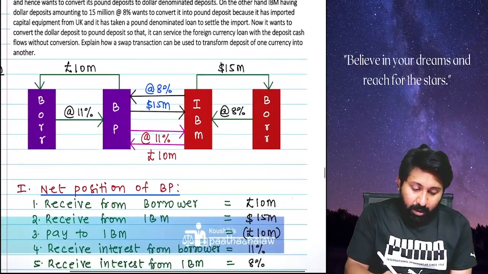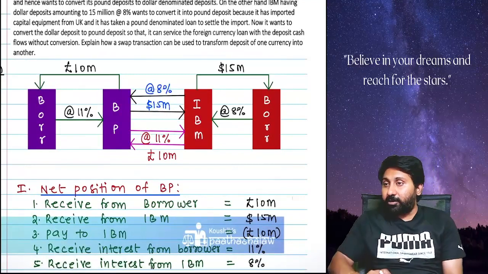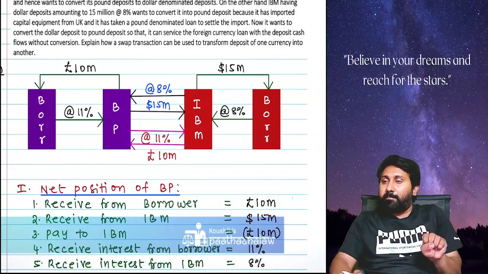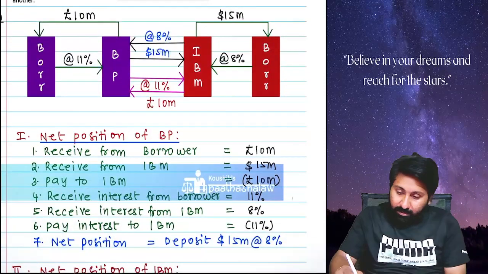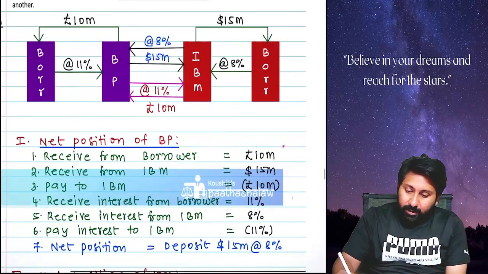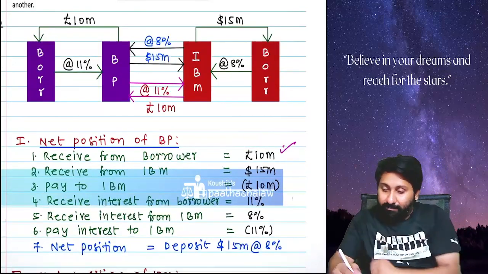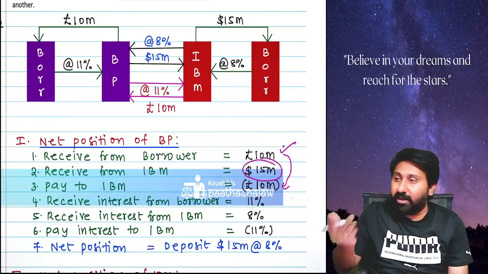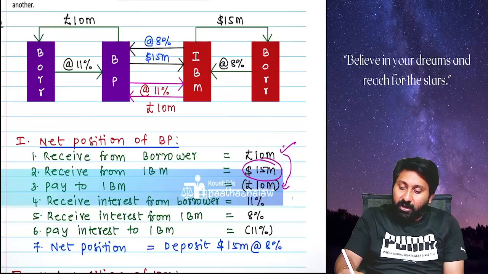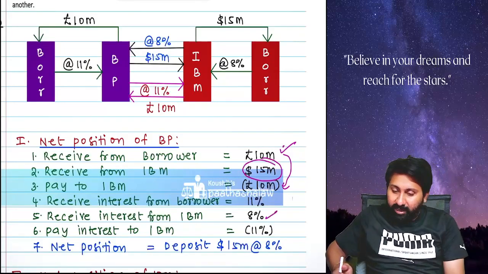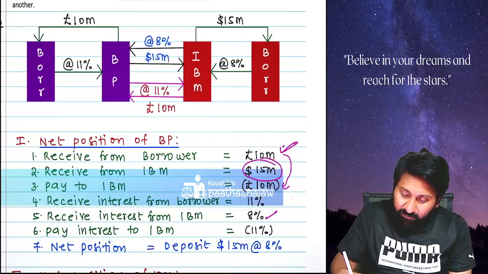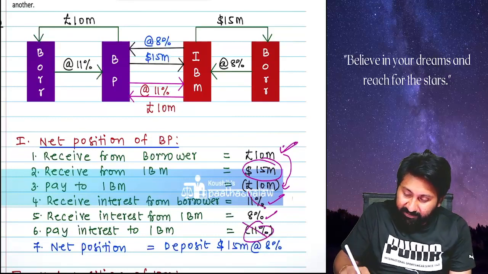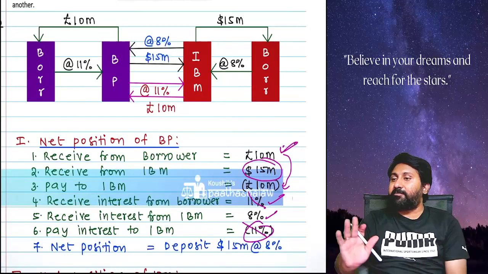See here. Bharat Petroleum already has a deposit of pound 10 million. It doesn't want that 10 million pounds deposit. It will take 10 million from the bank. It will receive 10 million. Immediately this 10 million it will give to IBM. It gave it to IBM. In turn it will receive $15 million. This $15 million they will deposit at 8% rate. So this 10 million, at what interest will you receive? 11. This 10 million you have to pay at 11%. 11% cancels. Technically deposited $15 million.